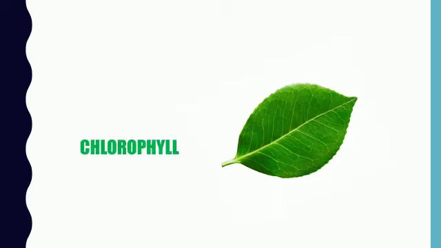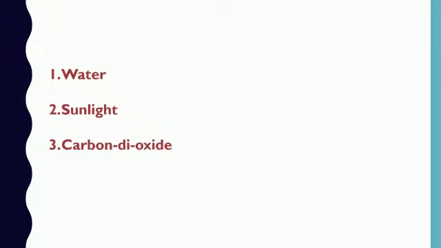Yes, it's leaf. In the last class, we discussed a fun activity, right? To learn about what? Yes, the presence of a substance called chlorophyll. So what does it do? Chlorophyll gives green color to leaves and also helps plants to prepare their food. So what does it need to prepare food? Yes, it's water, sunlight and the air called carbon dioxide.